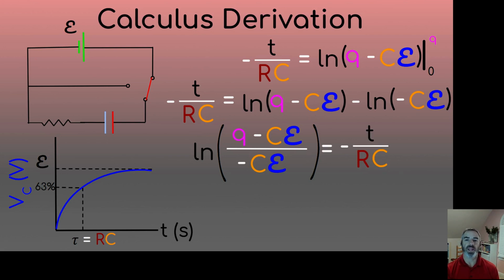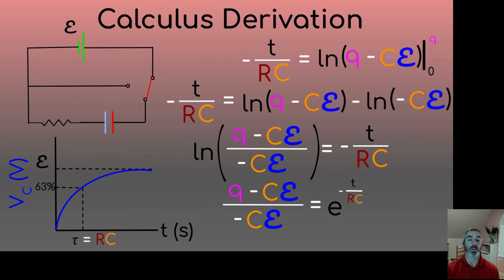Now, to get rid of the natural log, to simplify our equation a little bit, we're going to raise e to the power of that side, which e to the power of a natural log cancels out. Take the other side and raise it e to the negative t over RC. So we're done with the calculus portion now. We're just doing algebraic manipulations.